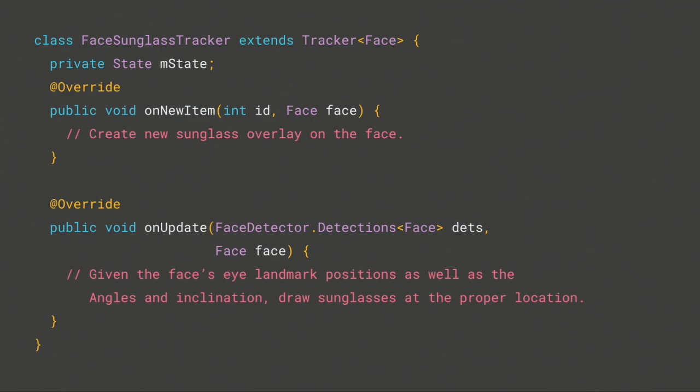This method is called every time the existing face has some updates. It could be that the position of the face changed, or it could be that the person smiled, which he or she wasn't doing before. This is where you want to update your sunglasses overlay to the proper location.